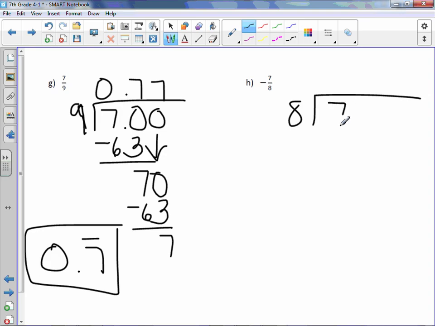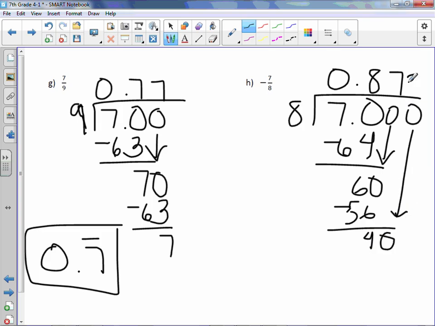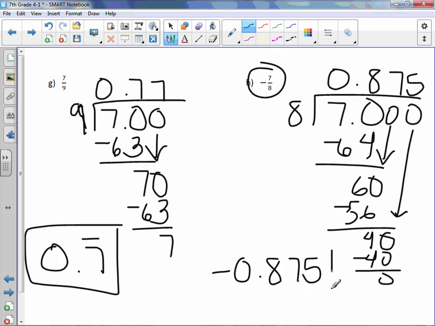Letter H, 7/8. Again, let's divide. 8 can't go into 7, but it can go into 70. 8 times 8 is 64. Subtract and get 6. Bring down a 0. 8 times 7 is 56. Subtract and get 4. Bring down a 0. 8 into 40, 5 times. So our answer is negative 0.875.